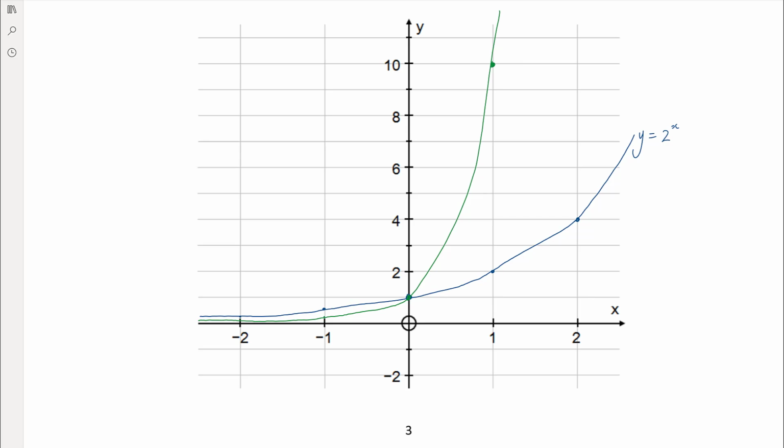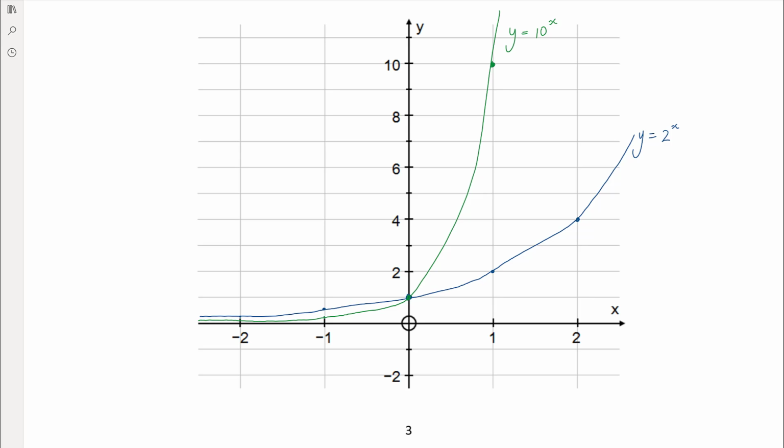Getting steeper and steeper and steeper. So we get this more extreme shape the larger the base. More extreme in that it gets closer to the asymptote, the x-axis, really quickly, and it also veers away from the asymptote really quickly as it's getting bigger and bigger.